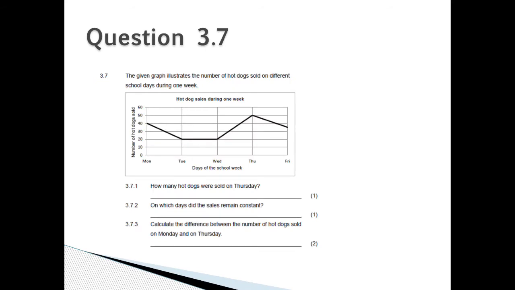The graph given illustrates the number of hot dogs sold on different school days in the week. You have Monday, Tuesday, Wednesday, Thursday, Friday, and the number of hot dogs sold: 40 on Monday, 20 on Tuesday, 20 on Wednesday, 50 on Thursday, and 35 on Friday. Question 3.7.1. How many hot dogs were sold on Thursday? Question 3.7.2. On which days do the sales remain constant? And 3.7.3. Calculate the difference between the number of hot dogs sold on Monday and on Thursday.